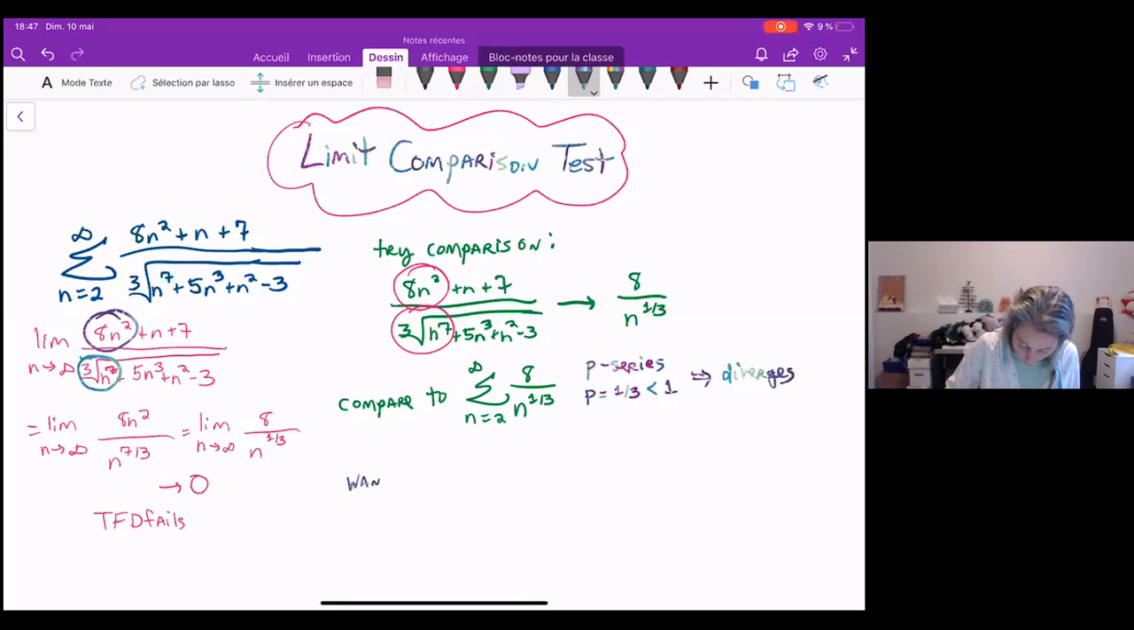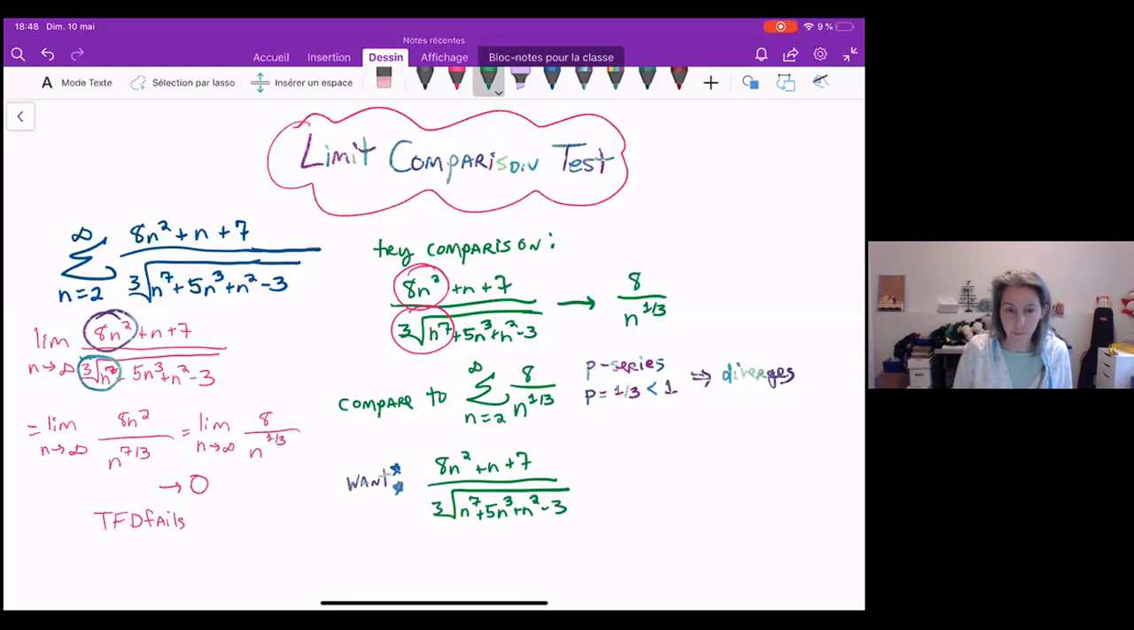So then what I would want to be true is that my original thing, 8n squared plus n plus 7 over the cubed root of all of that massive thing there, n to the 7th plus 5n cubed. I should have done something shorter so I don't have to write this every time. I want this to be bigger than 8 over n to the 1/3. Well, I don't know about you guys, but that does not look like a pleasant inequality to solve, to figure out for what n's it's true. Yuck, I don't want to do it.